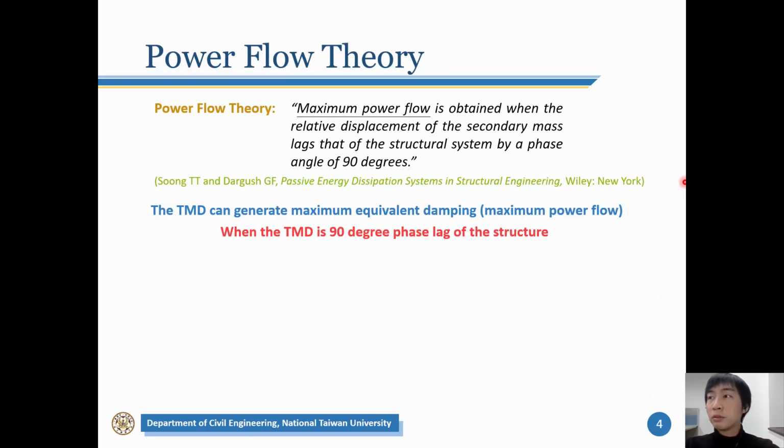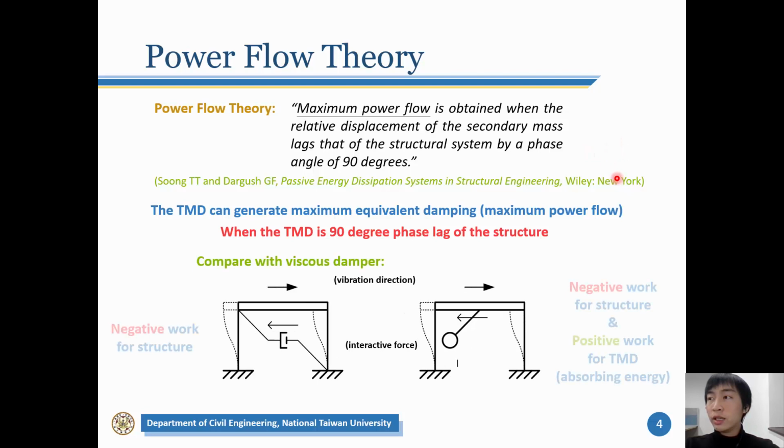in the 1990s, Professor Song proposed the power flow theory to explain how the tuned mass damper absorbs the vibration energy of the structure. The theory indicates that the tuned mass damper has the best performance when it's just 19 degrees lag of the structure, which has the maximum power flow.